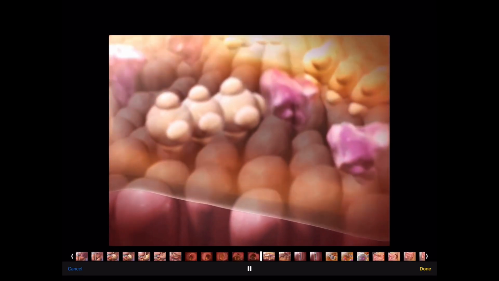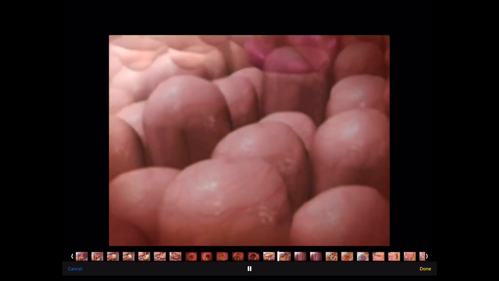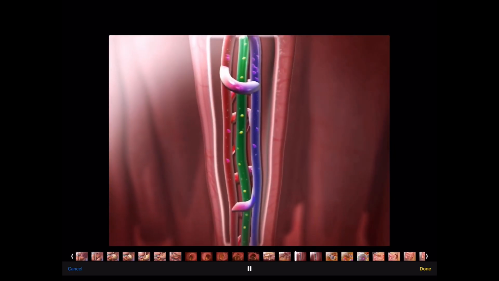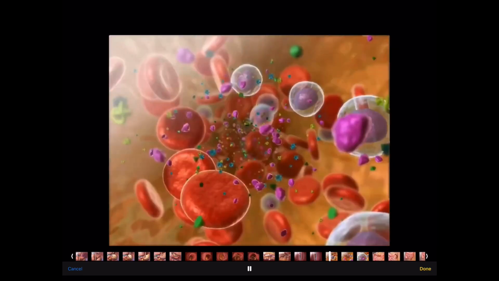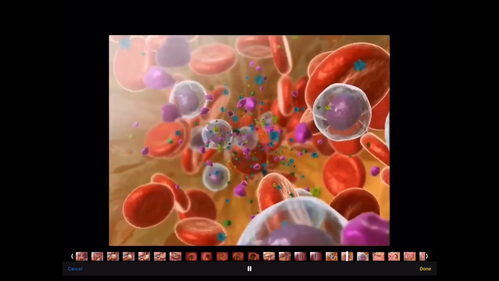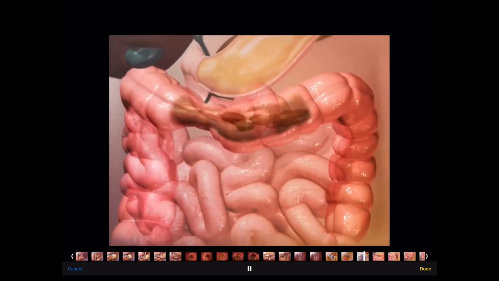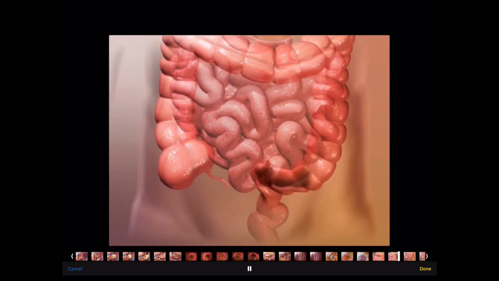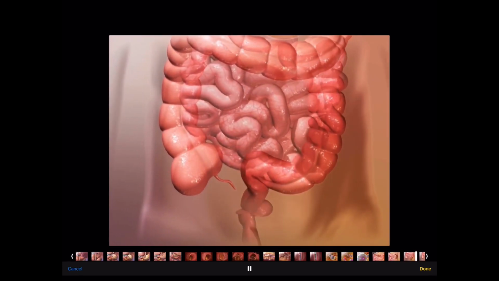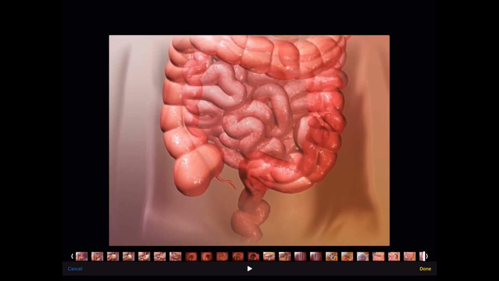And if we look closely here at the microvilli, we can see that there's a large amount of blood supply. The surface area of the small intestine has been increased to maximize the absorption. And once the food passes from the small intestine, it goes into the large intestine, where water is reabsorbed and then waste is eliminated.